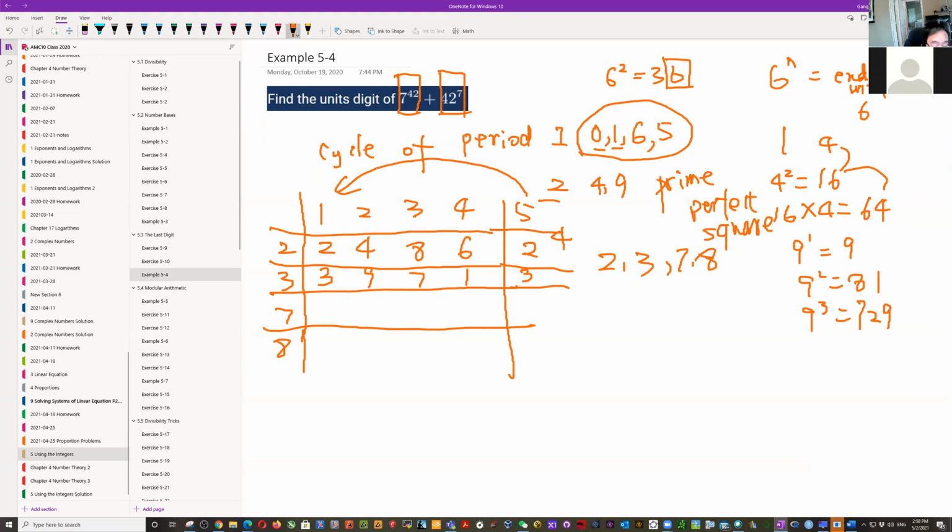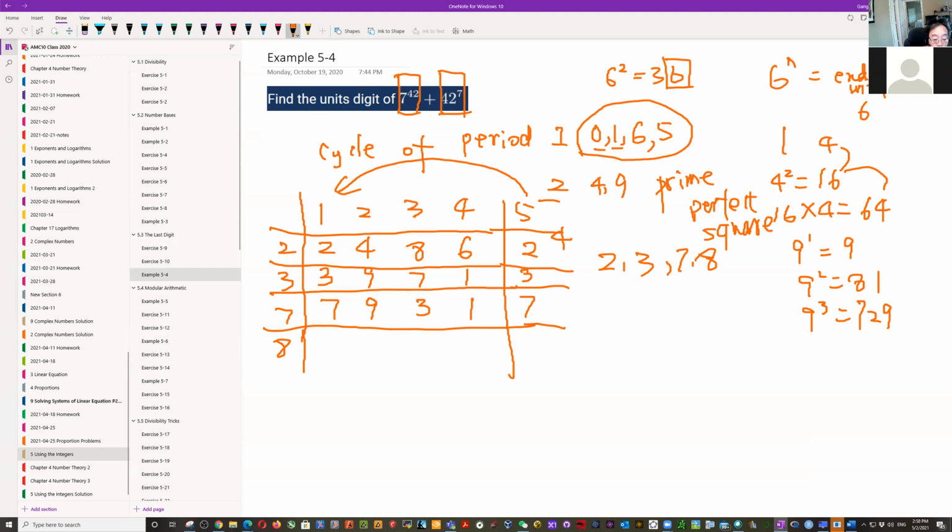And 7: 7 squared is 49, so that's 9. And 7 multiplied by 9 equals 63, so that's 3. And 7 multiplied by 3 equals 21, so that's 1. And 1 multiplied by 7 equals 7. So basically, after a period of 4, for 7, it rotates back to 7.